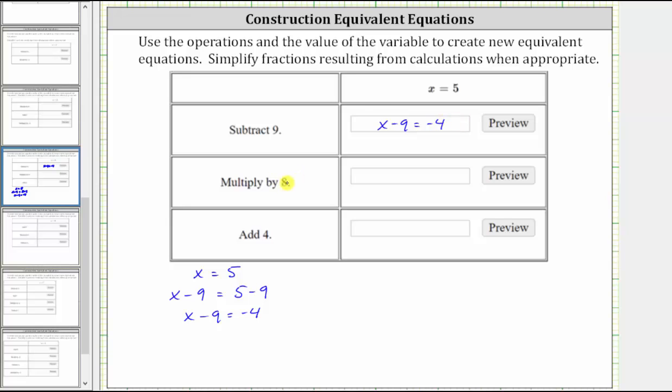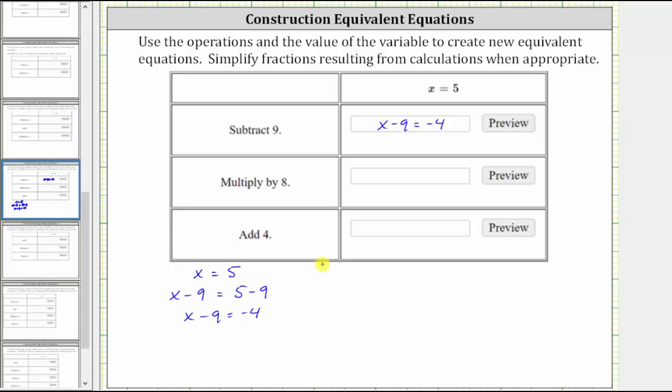The next operation is multiply by 8. So now we take both sides of this equation and multiply by 8. If we multiply the left side by 8, we have the quantity x minus 9 times 8 equals negative 4 times 8. Now notice on the left side of the equation we have the quantity x minus 9 times 8. Because multiplication is commutative, meaning we can change the order of the multiplication and not change the product, it's more common to write this product as 8 times the quantity x minus 9. And on the right side, negative 4 times 8 is equal to negative 32. This is our second equivalent equation.